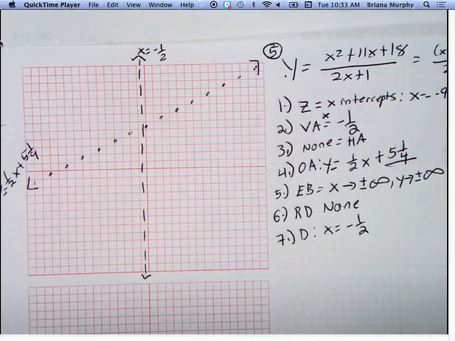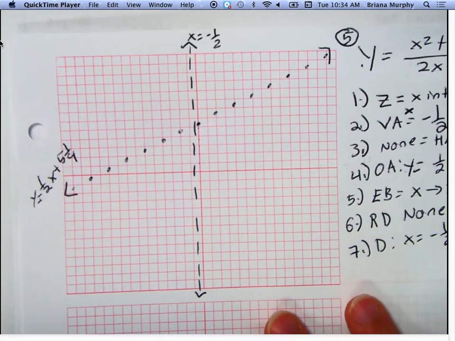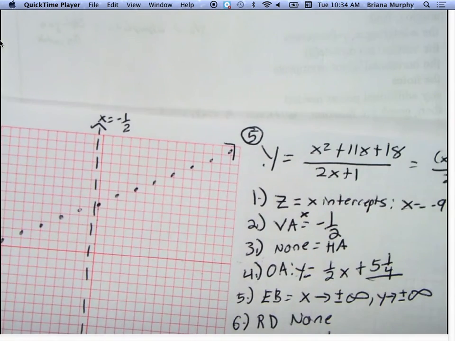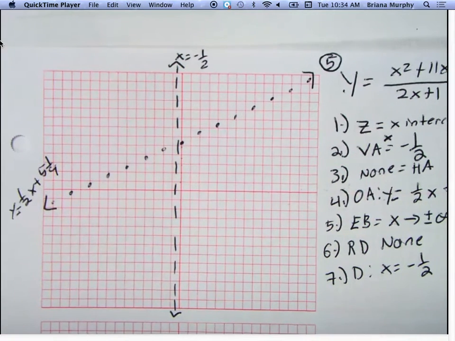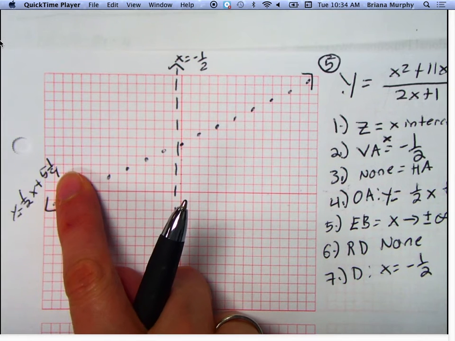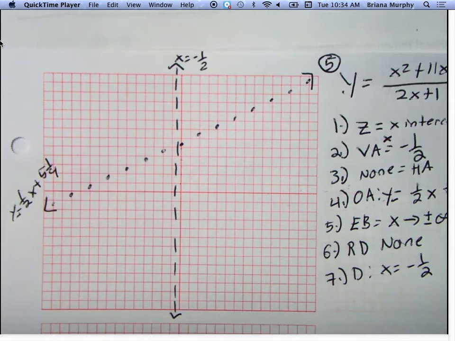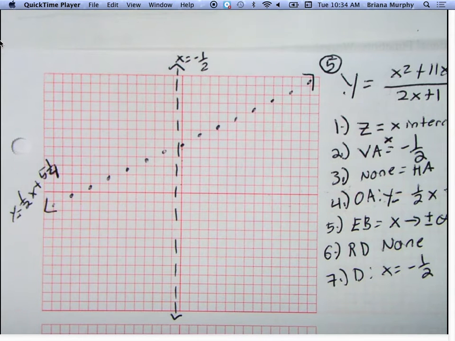Any questions about the asymptote? Okay. Now I am going to, do you need another second? y equals 1/2 x plus 5 1/4. Questions?